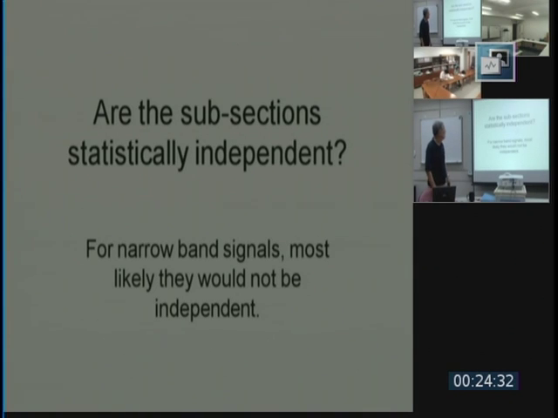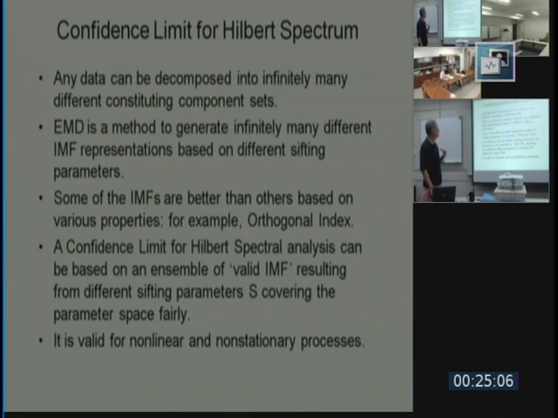So we don't know whether the subsections are statistically independent. Especially when people do Fourier spectrum, they use subsections, and they do not use subsections that are totally separate. They actually overlap almost half of that. So if your half section is overlapped, it cannot be totally independent. So this is the problem that we have.